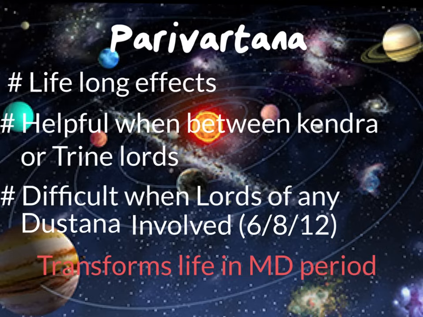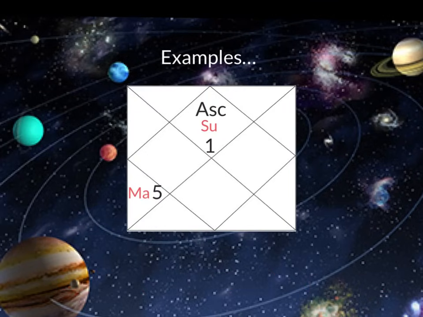So mutual exchange, Parivartana, can only be understood really in this Vedic astrology system. Western astrology has it there, mutual exchange, but it's not really giving any effect until you can use time periods, Mahadasha. So keep these things in mind. Let's have some examples. Few examples to make it crystal clear, I hope.